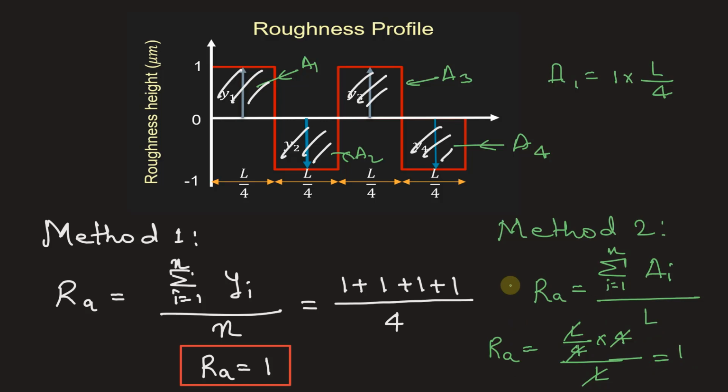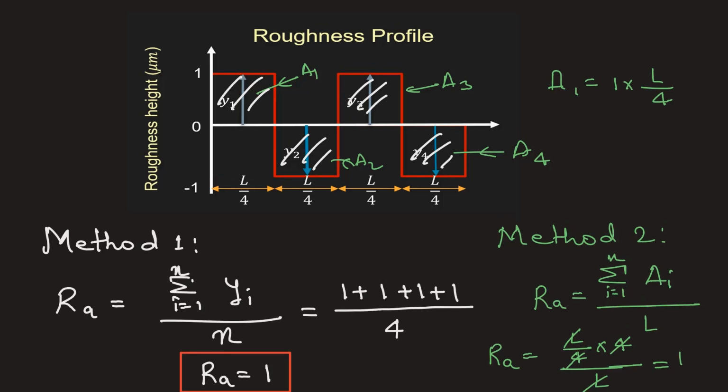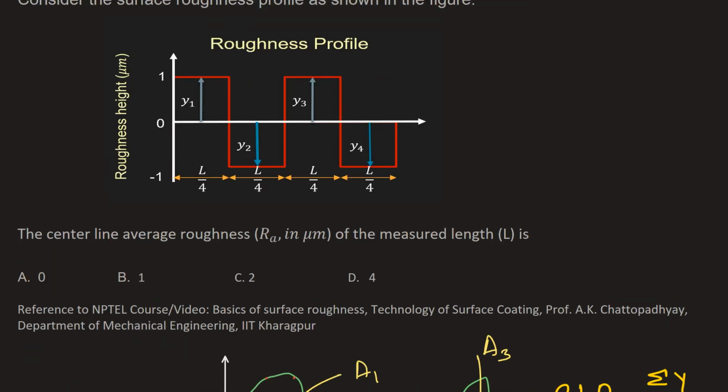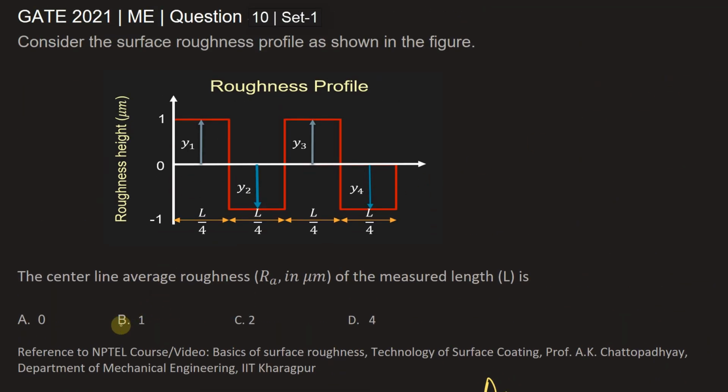You can see that from both methods you will find the Ra value as 1, because this is a very simple profile, so we can calculate using either of the methods. Now let's match this answer Ra with the given options. If you match it with the given options, we see that option B is the correct answer.